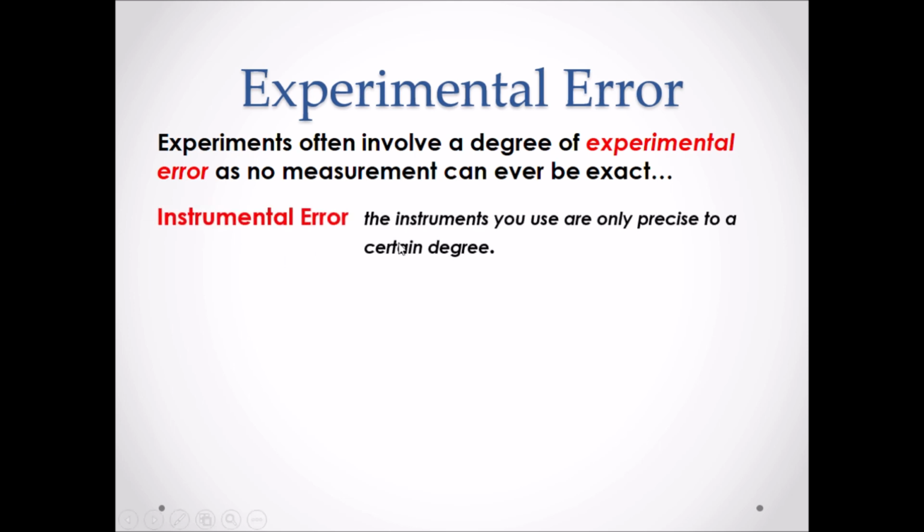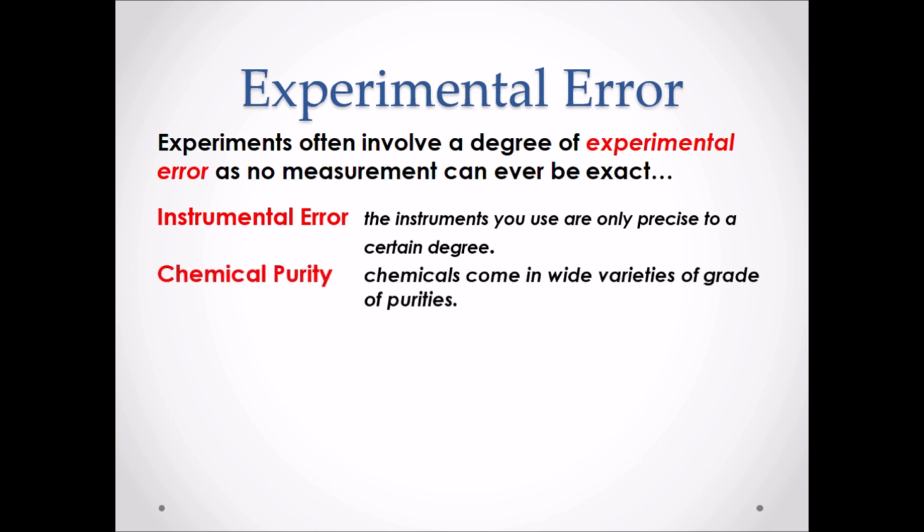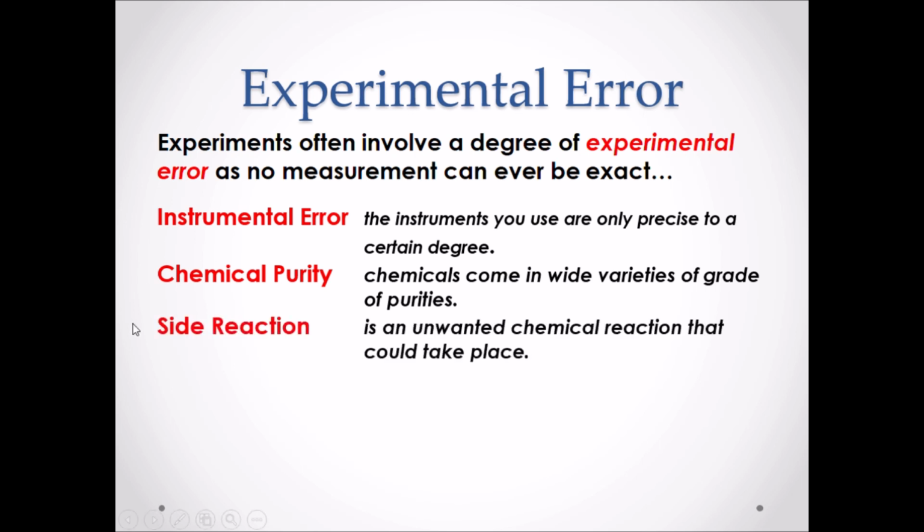Instrumental error. The instruments used are only precise to a certain degree. For example, our weigh scale may only measure to 2 decimal points. Chemical purity. Chemicals come in a wide variety of grades and purities. Chemicals may not be 100% pure. Side reactions. When we are observing a reaction in the lab, there may be additional reactions occurring that we cannot account for.